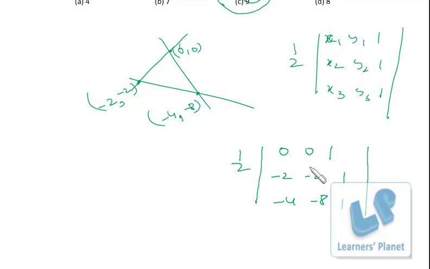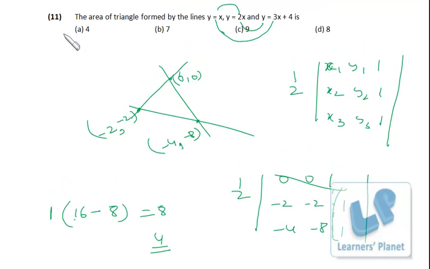And how to solve a determinant? You must be knowing the formula for that, but here we'll take, because these two elements are zeros, we just have to do the calculation along this. So that is 1 into this into this minus this into this. So -2 into -8 is 16, minus -4 into -2, that is 8. So 16 minus 8 is 8, and half of that, that is 4. So area of this triangle is 4 units.